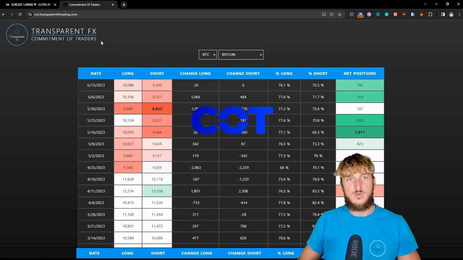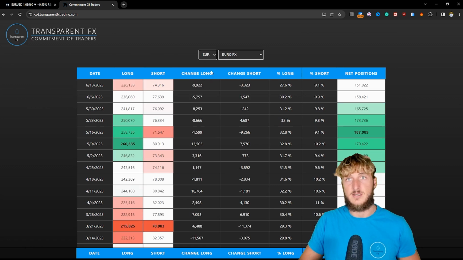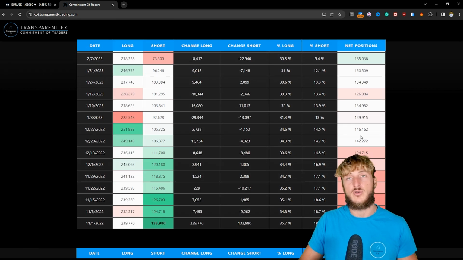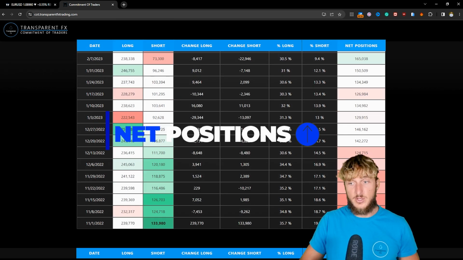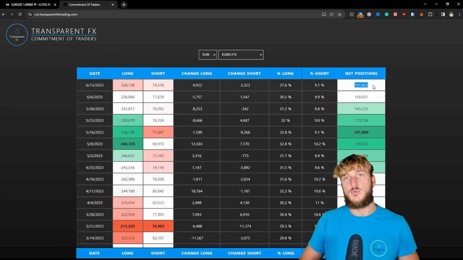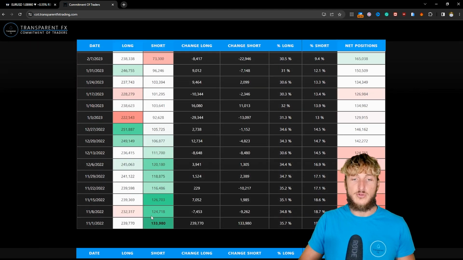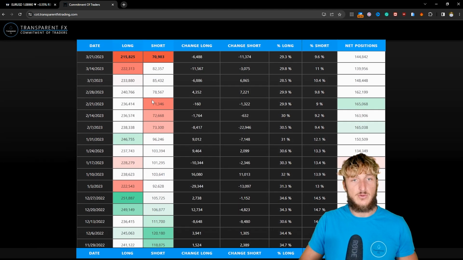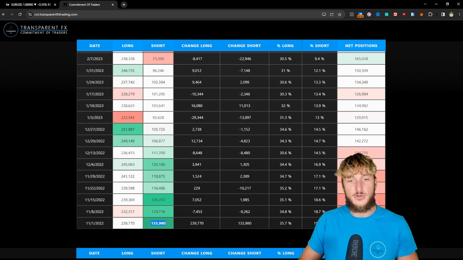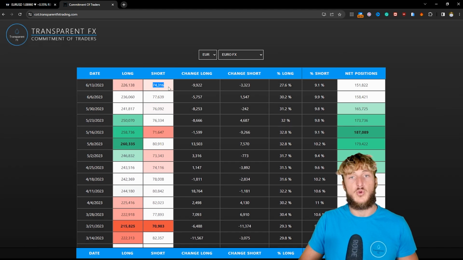Now, if we go and see what we have when it comes to the commitment of traders, so the COT data, which is what institutions are doing in the market, and we check the data precisely for the euro, what we can see is that with the last reports in the long term, net positions have been increased. We went from 105k net positions all the way up to 151k net positions. This shows that in the long term, shorts have been decreased. In fact, we went from 133k all the way down to only 74k shorts.